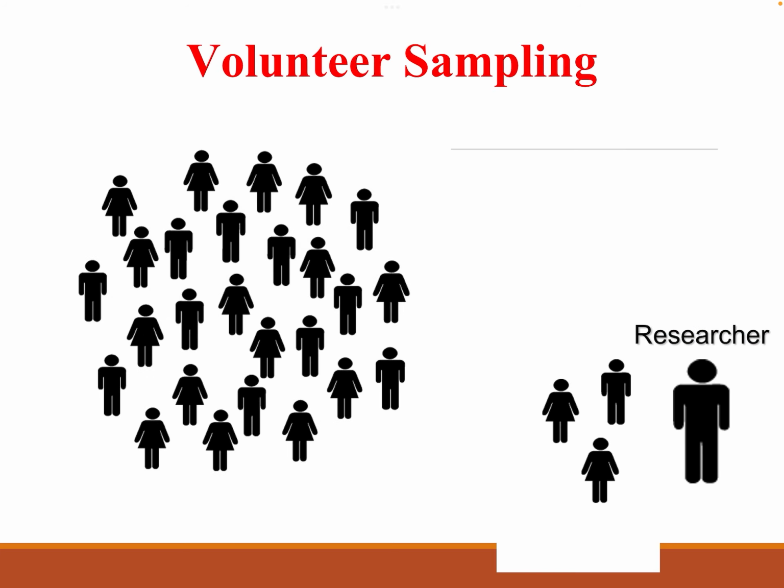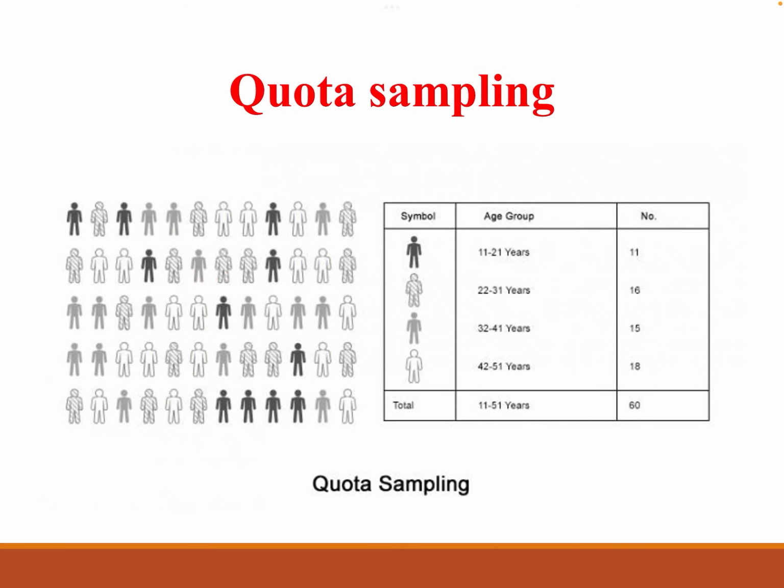Next, coming to volunteer sampling. In volunteer sampling, people come forward, volunteering themselves to participate in the research. The researcher uses only people who come forward telling that they will participate in the study.